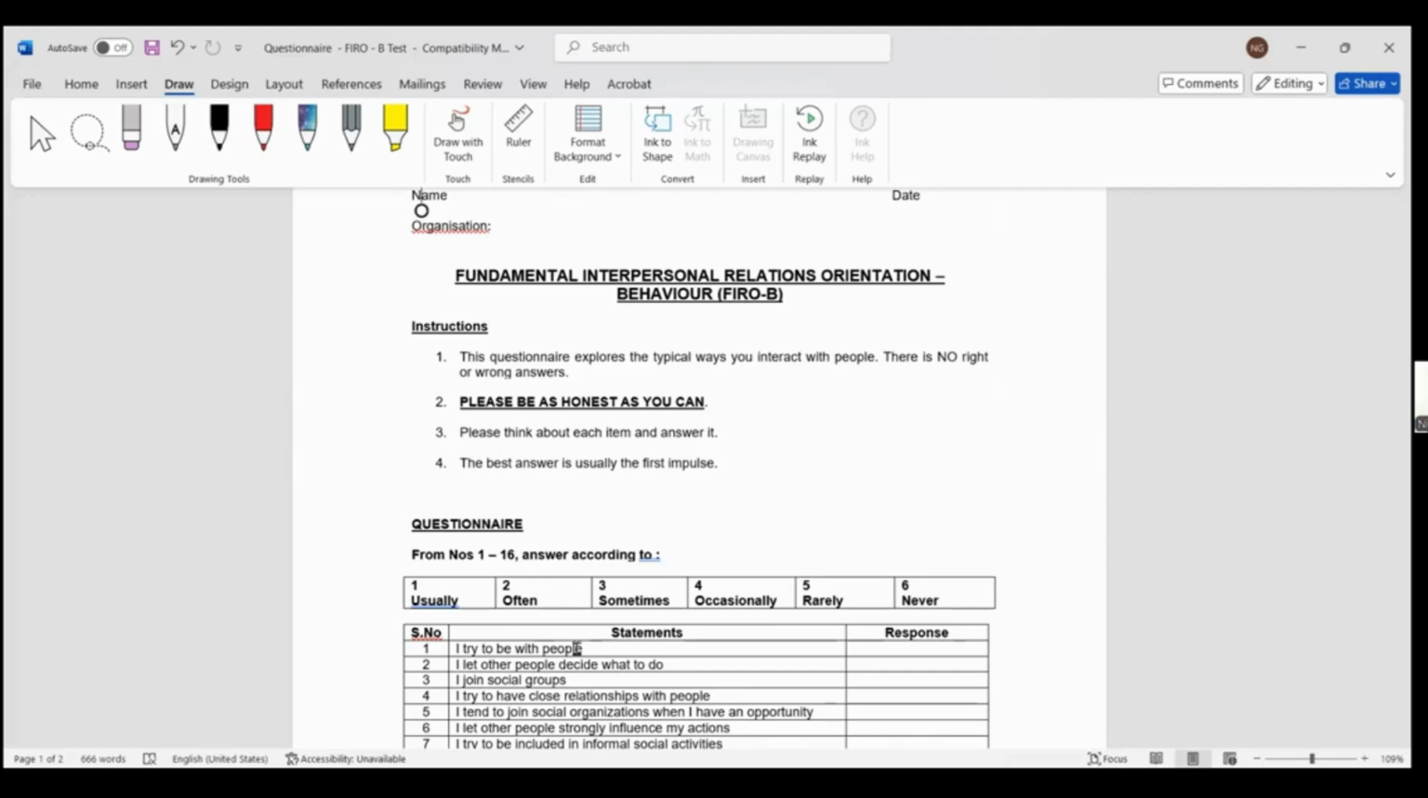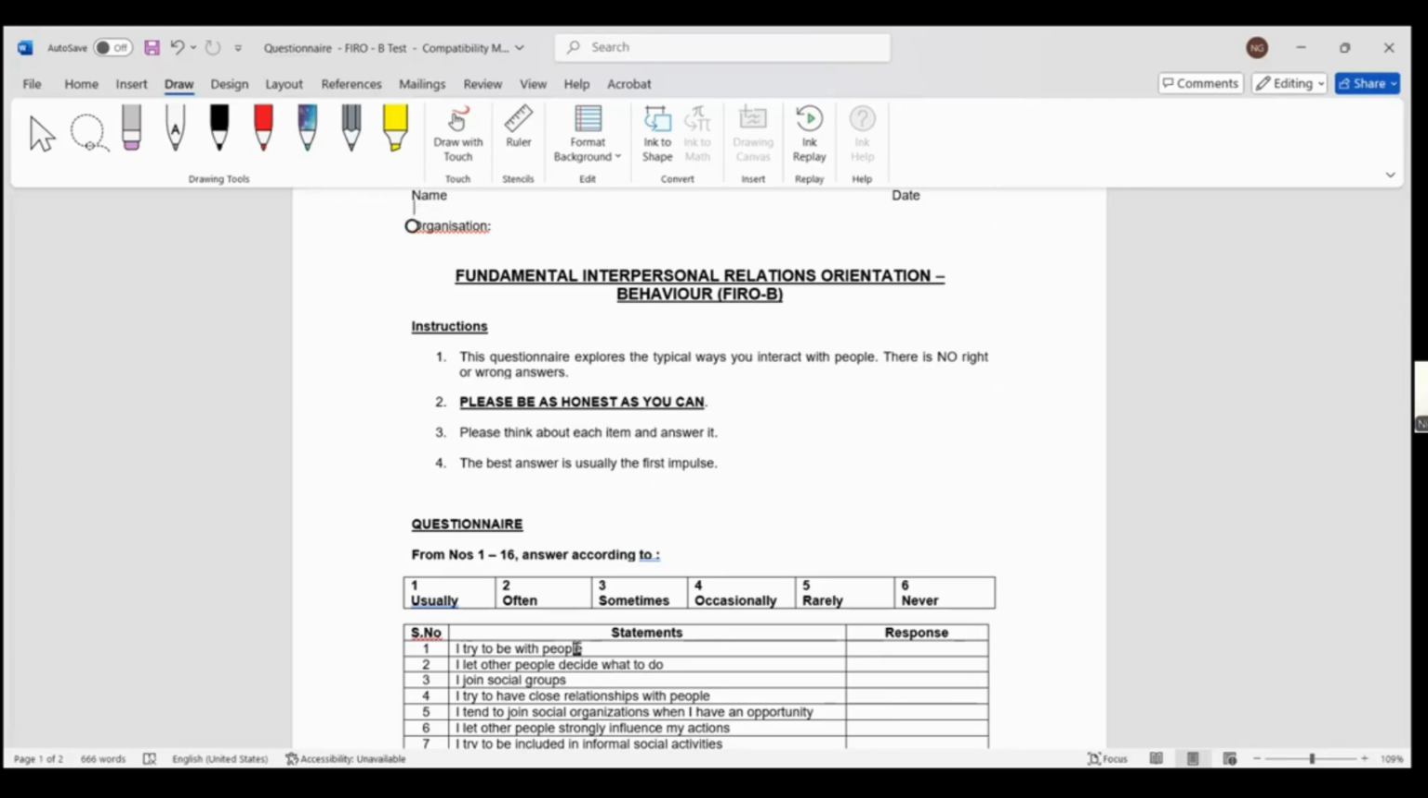I'll take one more. "I join social groups." So you have to think: usually, often, sometimes, maybe occasionally. I'll say occasionally, because I'm not the one who is all the time in social groups, whether online or offline. Occasionally, yes. So what rating will I give? Occasionally. I'll give 4. Okay? Now you know how to respond.